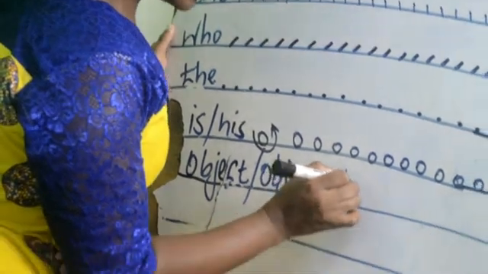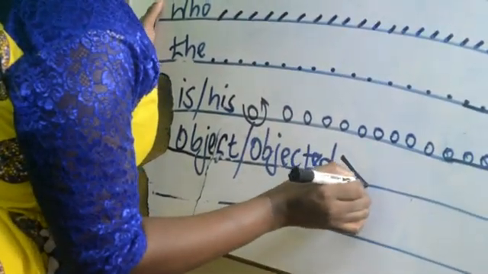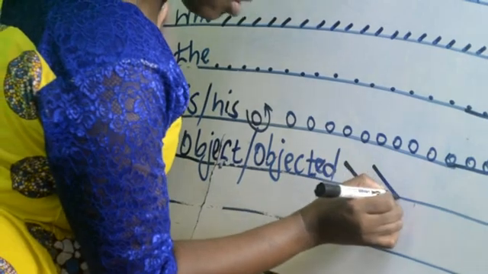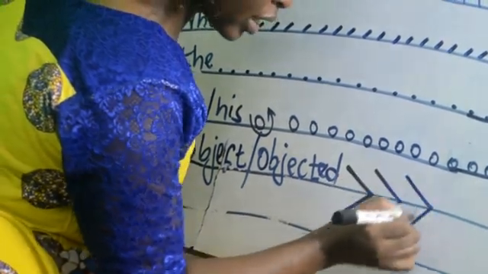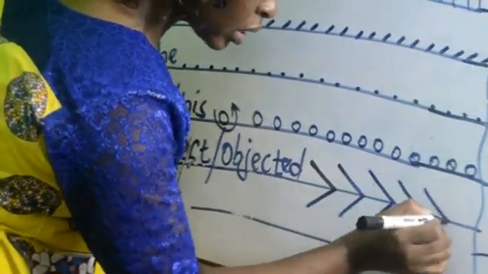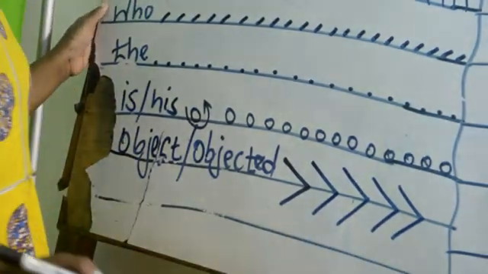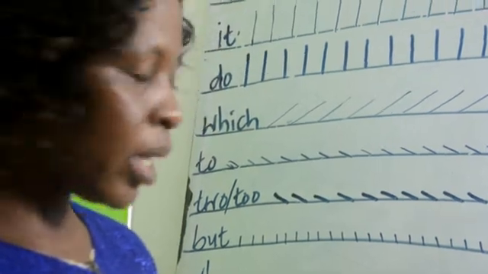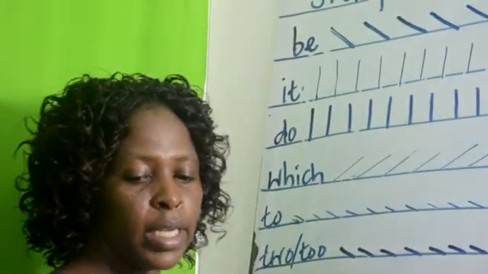Object, objected, is represented by the stroke of B on the line and then the stroke of J. A stroke of B and then a stroke of J represents object, objected.